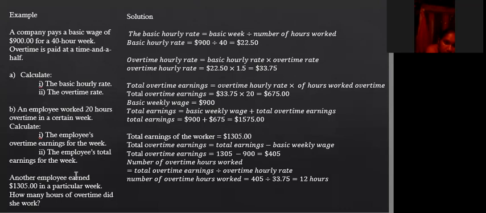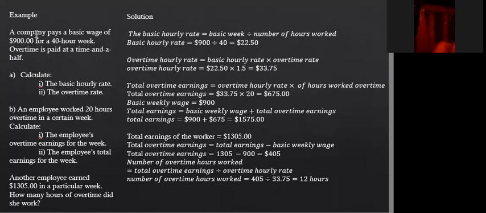And then they have another employee who earned $1,305 in a particular week. How many hours of overtime did she work? So we start with A. The basic hourly rate, the formula for that is basic week divided by number of hours worked.